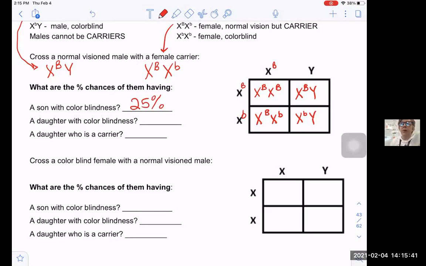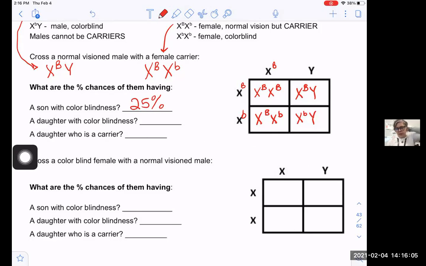If I said what percent of their sons would have color blindness, then you would have been correct with 50%. So does that make sense? If I said of their sons, what percent chance do they have of having color blindness? That would be 50% of their sons. Yeah, I didn't look closely enough at the superscript.